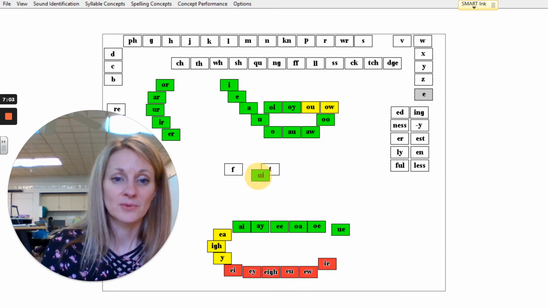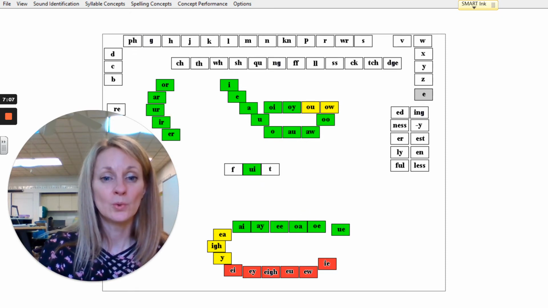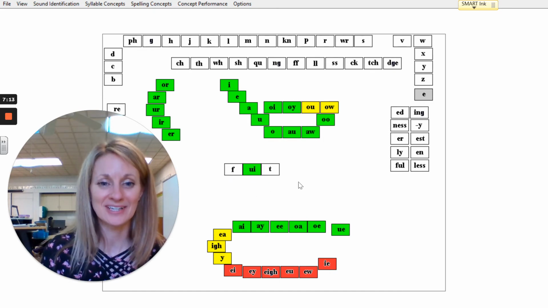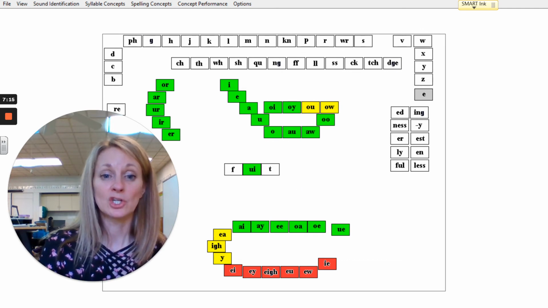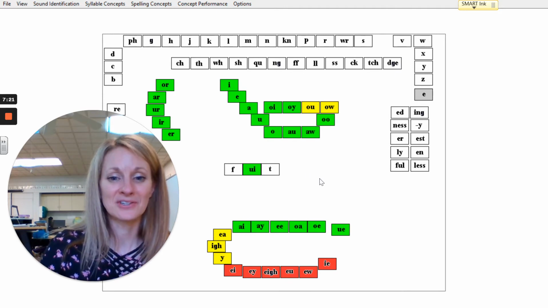So let's move one up so we can read it. So this says ooh. What would this say? Oot. What is it? Foot. Very good. And if we made it with a U sound, it would say ute. What word? Fute. Very good.